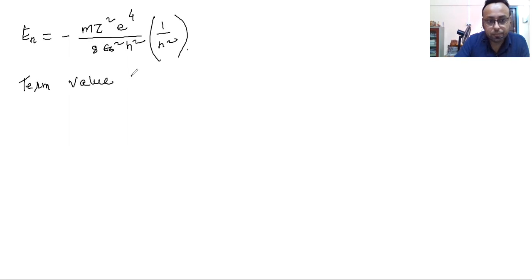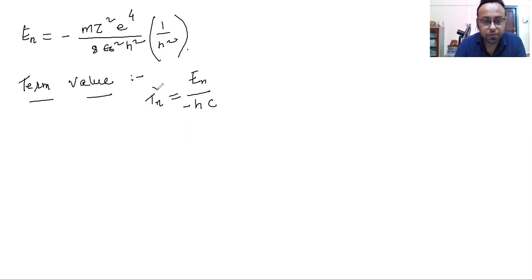Its importance we will get when we study spectra in molecular physics, but right now, term value means simple: you just need to divide your energy by hc. You can say minus hc. So the term value I'm representing by T_n. So T_n is equal to energy divided by minus hc. Minus is just put to cancel out the minus sign already present in the energy value, because term value is always positive. So why do we need term value?